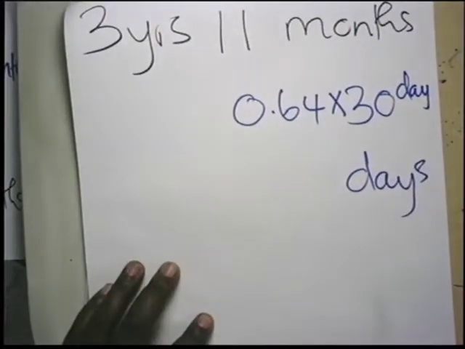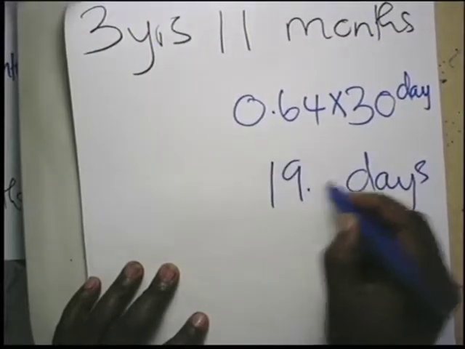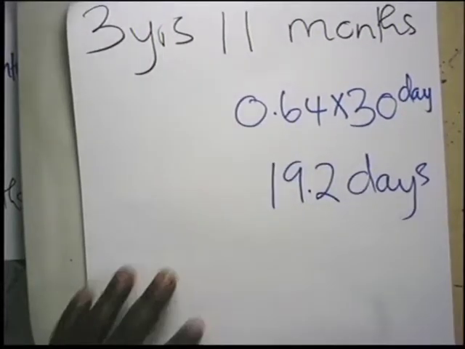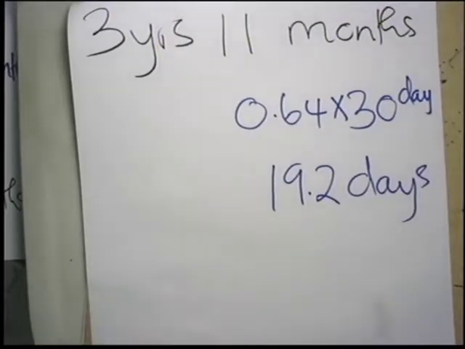if I say 0.64 multiplied by 30, I'll get 19.2, right? Which means it's 19.2 days. Now, the 0.2 is in hours, so I can just ignore it. Remember, in accounting, we normally follow the concept of materiality. When something is not of significance, it's immaterial, we leave it out.